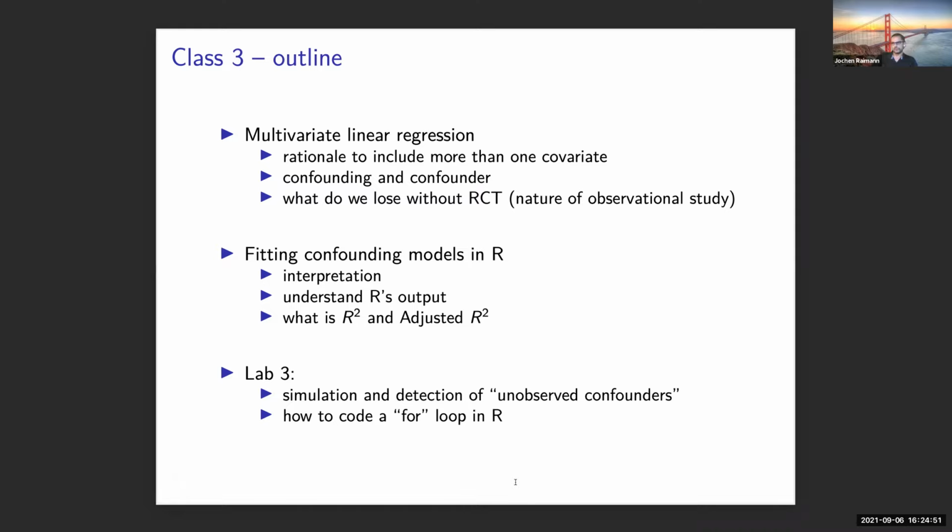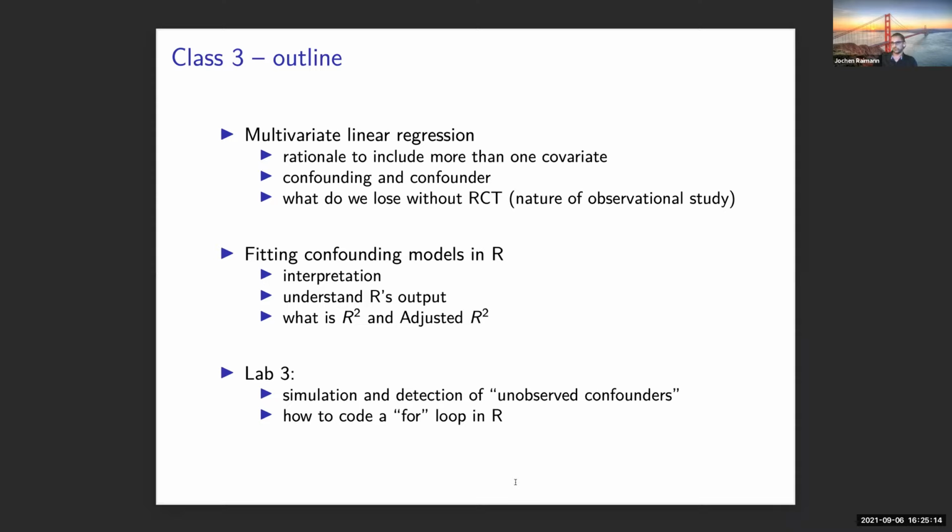Okay, class 3. What are we talking about today? So we talk about multivariate linear regression. We will be talking about the rationale to include more than one covariate. We'll talk about confounding and confounders, really in very broad terms, because you will talk about this in much more detail in epidemiology classes.